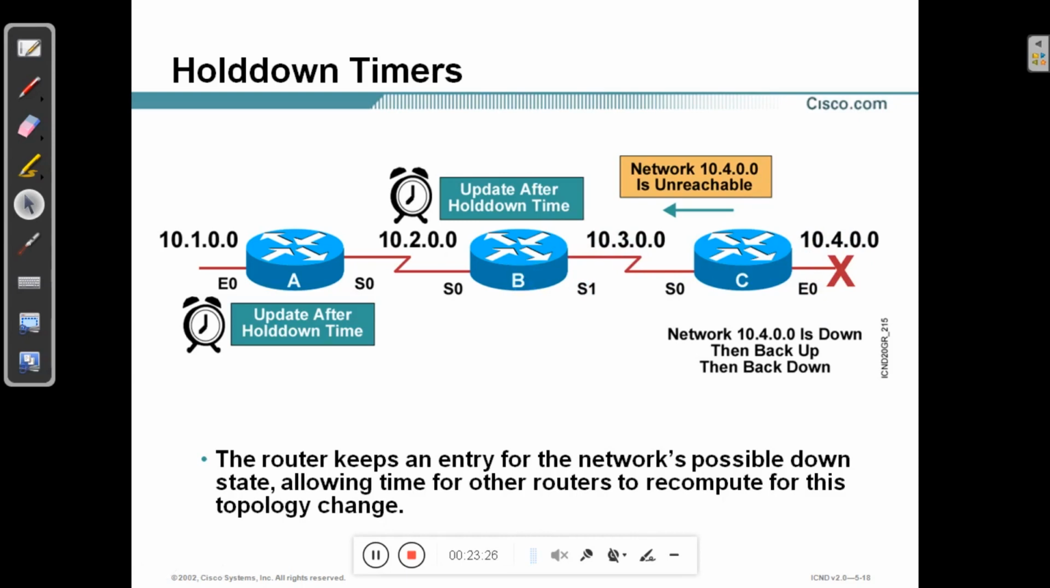In order to avoid the infinite loop, as soon as an update comes, each router will hold the update for a hold down time. It has a particular timer called the hold down timer, which it starts as soon as any update comes. It will wait for any other update until the hold down timer expires. Once the hold down timer expires, it will take that route into consideration. That is called the hold down timer.